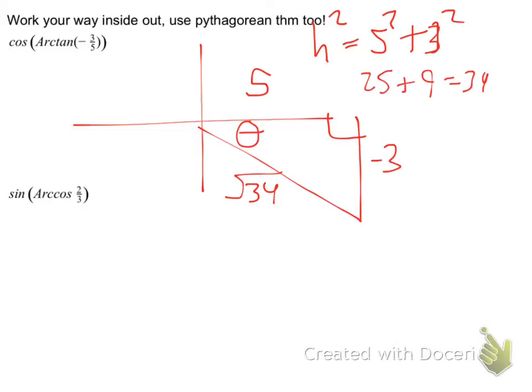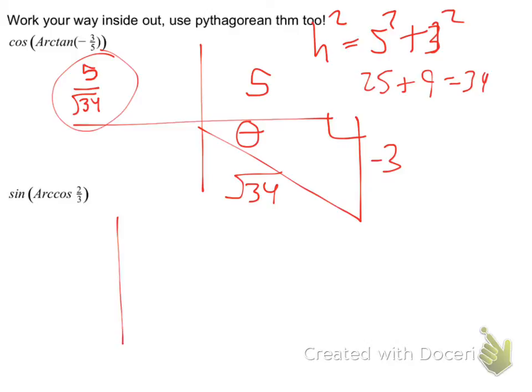What's cosine, guys? Adjacent over hypotenuse. Now, guys, we really should fix that. I'll let you guys do that by multiplying the top and bottom by square root of 34. Guys, try the next one, please. Same way.